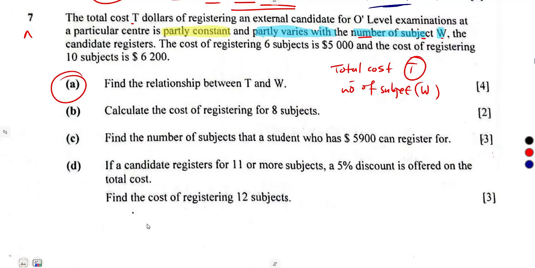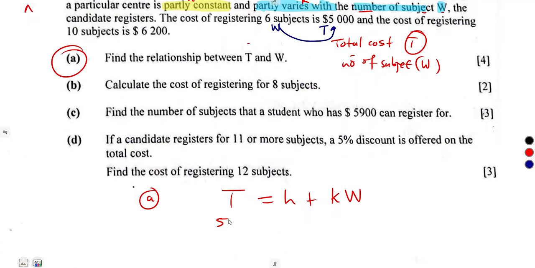All right, so A, you are given the relationship between T and W. T is equal to partly constant, that's a constant, and partly varies, a constant with W. So that is what we're given. Here we are given the total cost of registering 6 subjects. So W is given and T is given. T for total cost, so 5,000 is equal to H plus 6 times K. Our W is 6, remember?